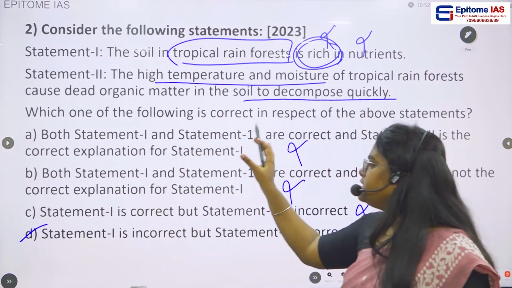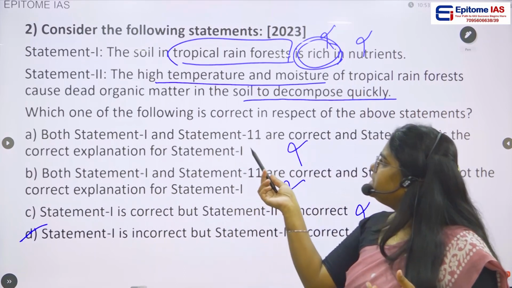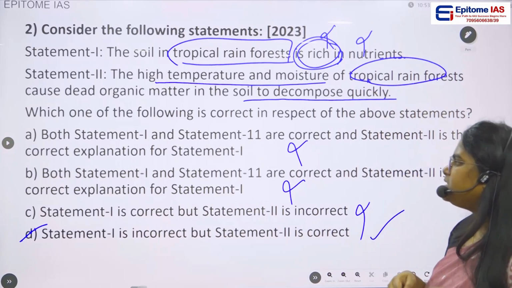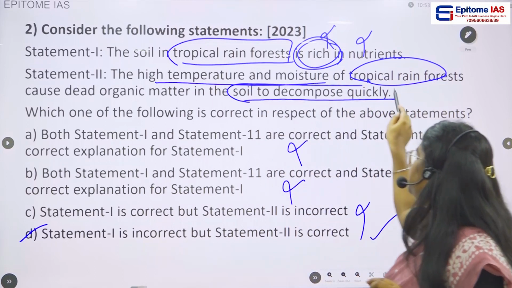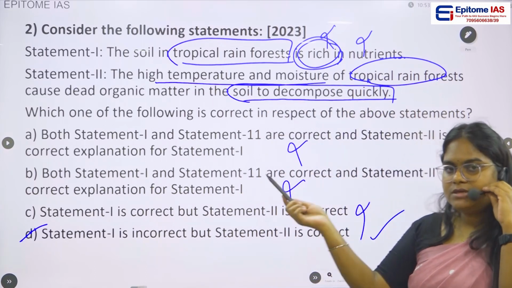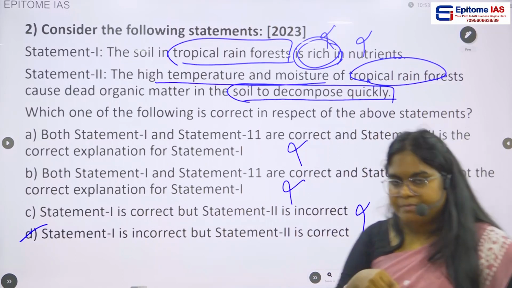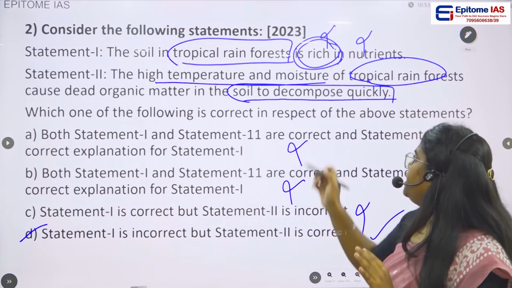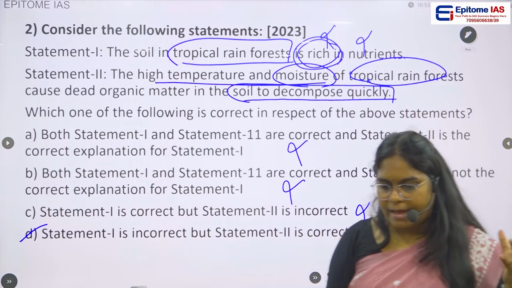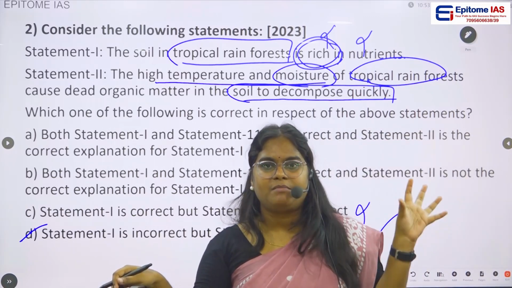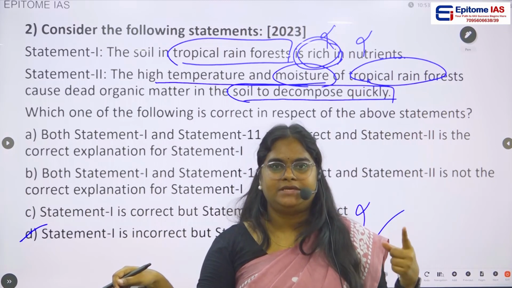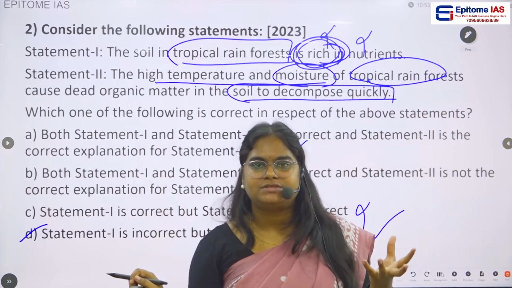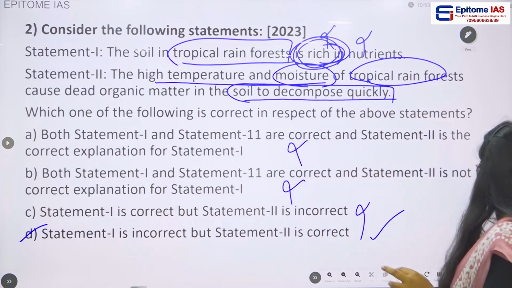Okay, still we'll see what they are saying in the second statement. Second statement, they are saying the high temperature and the moisture of tropical rainforest cause dead organic matter in the soil to decompose quickly. Yes, this is true. As I already told you, there is high temperature, high humidity in the tropical rainforest, and because of the high moisture, these dead organic matter just decompose very quickly, and because of this, there is no presence of nutrients in the soil. So this particular statement is a correct statement.